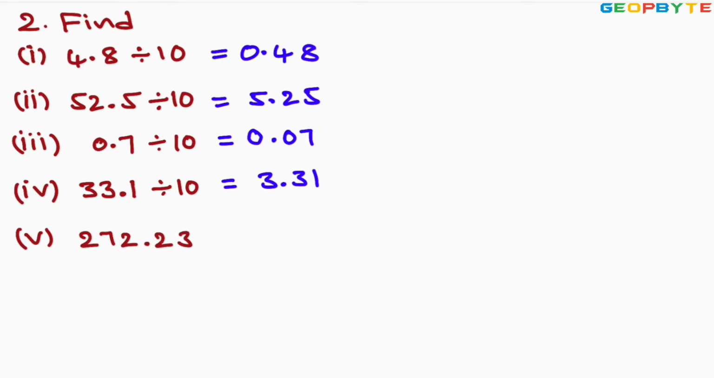272.23 divided by 10. On dividing a decimal by 10, the decimal point is shifted to the left by one place. We have 272.23. If we shift the decimal point towards left by one place, then we'll be getting 27.223.